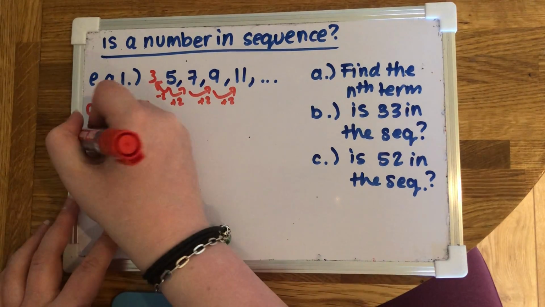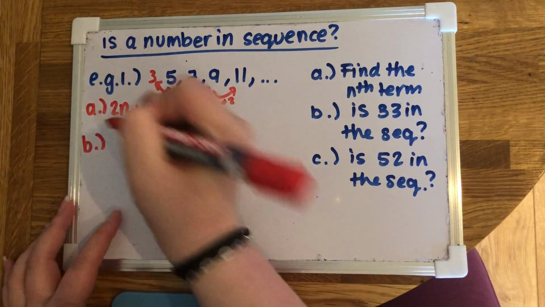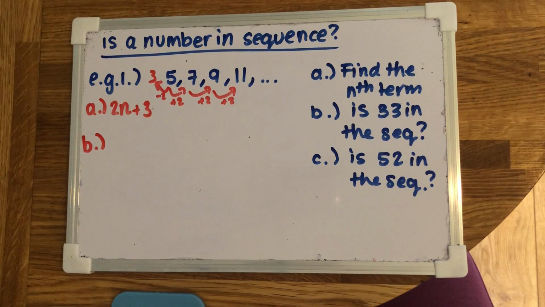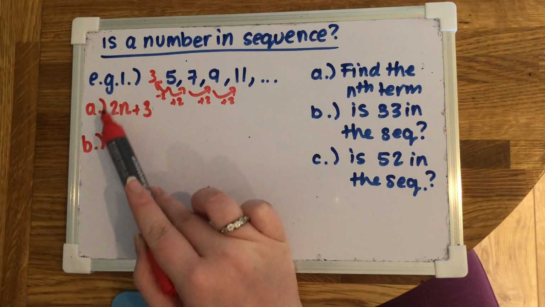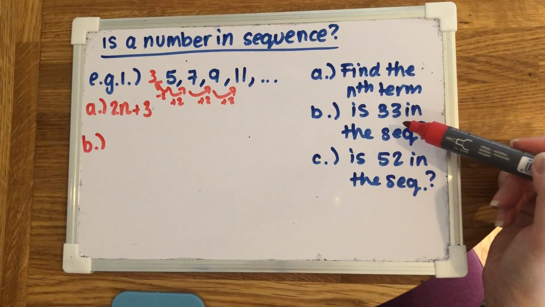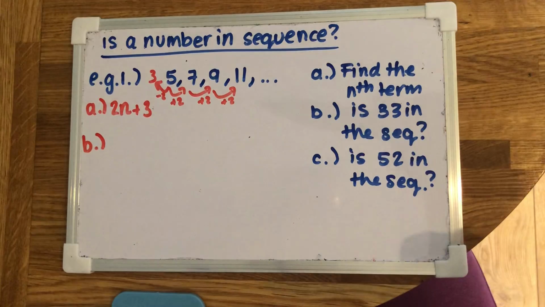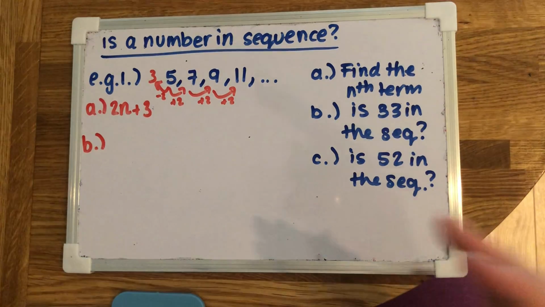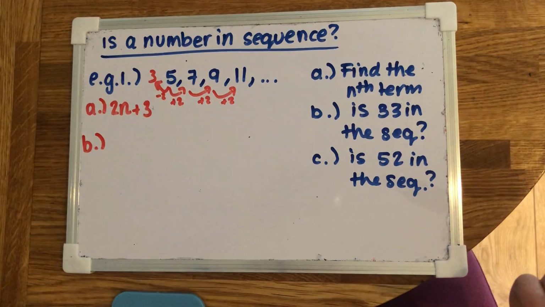Part B is the new bit. Now the easiest way to do this is to do equations, okay? So you've got to make sure that you know how to solve equations. The reason is, we're going to set the nth term equal to the number that we're looking for, and if the n is a whole number, it will tell us which term it will be in the sequence.